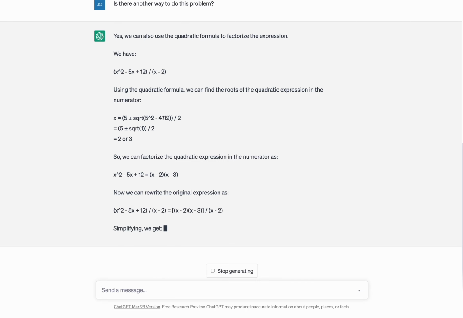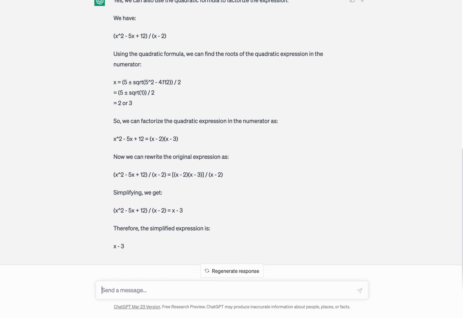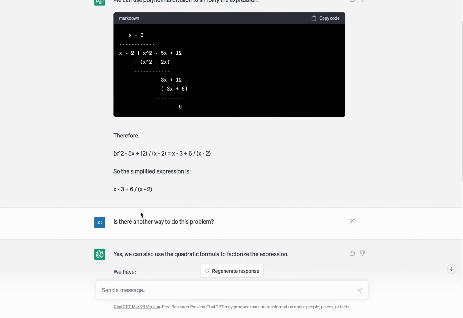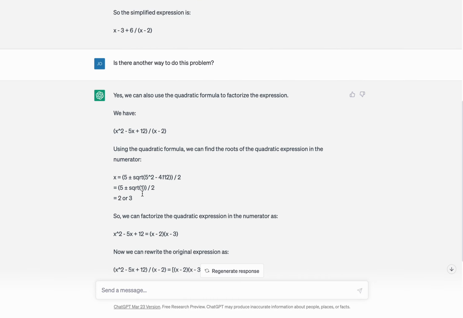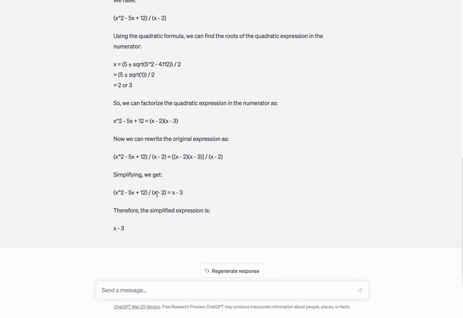Let's see what's going to turn out here. Okay, so it's giving us a quadratic formula factorization. It's still thinking there. It gave us an x minus 3 answer. Now that's really fascinating, because we know the answer is x minus 3 with the remainder. So I'm not sure that it handled this remainder idea very well. That's fascinating.